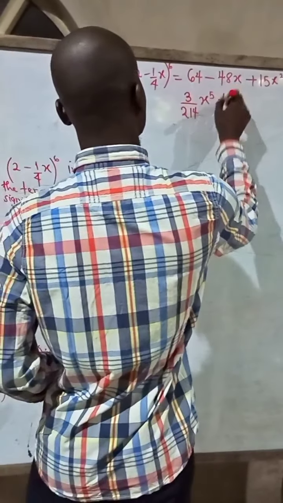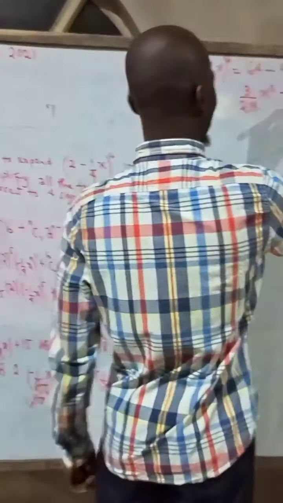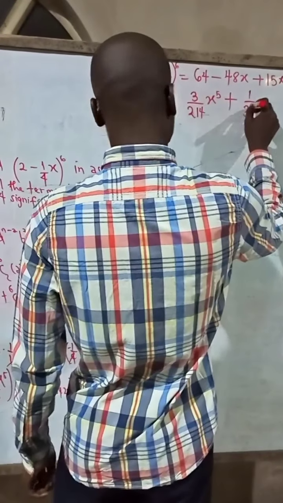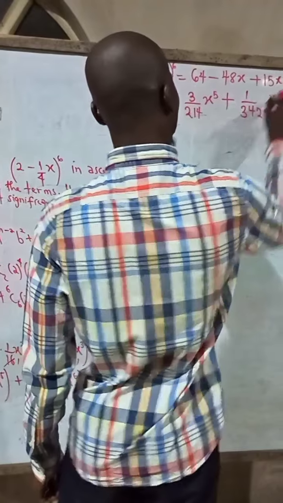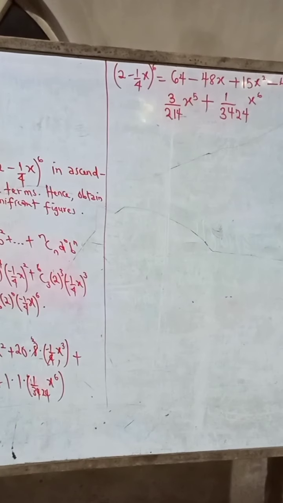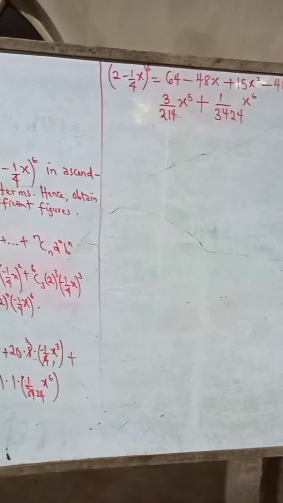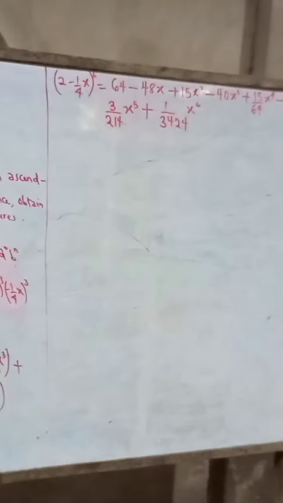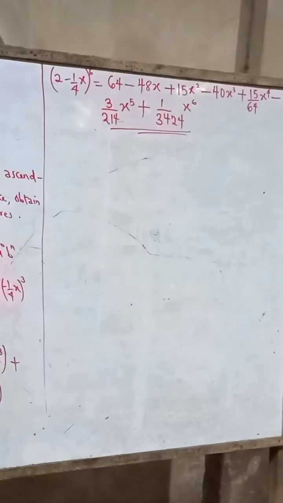And the last term will be positive. That's 1 times all of these. That's 1 all over 3, 4, 2, 4x to the power of 6. So this, our last expression, is the required binomial expansion in the simplified form. So we are done with the binomial expansion.